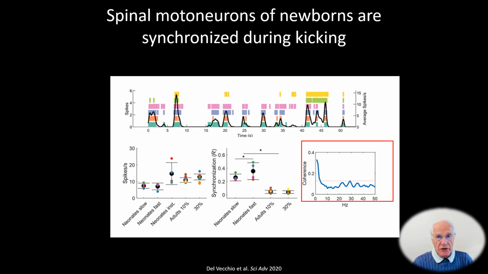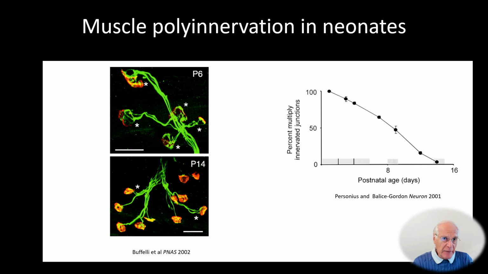Each fiber of mature muscles is innervated by a single motor axon, but this is not so in newborns. Here we see the first days of postnatal development of neuromuscular synapses in rodents. At postnatal day 6, several intertwined motor axons, green in the slide, terminate over clusters of postsynaptic acetylcholine receptors, red. The asterisks denote end plates innervated by more than one axon. At day 14, virtually all synapses are innervated by a single axon.